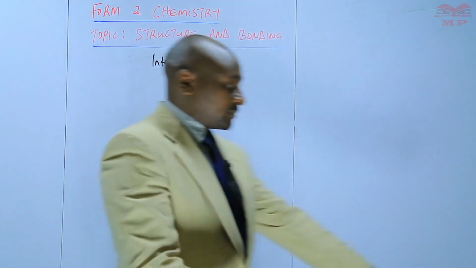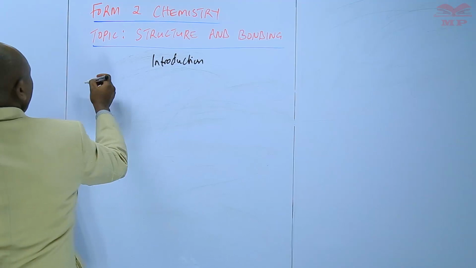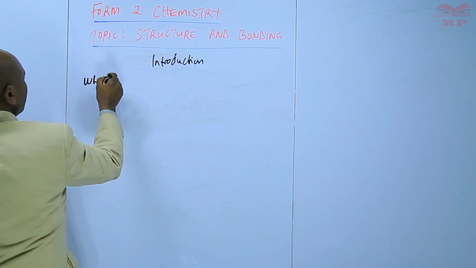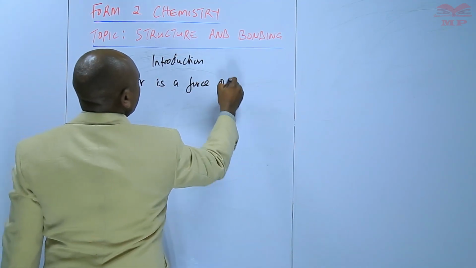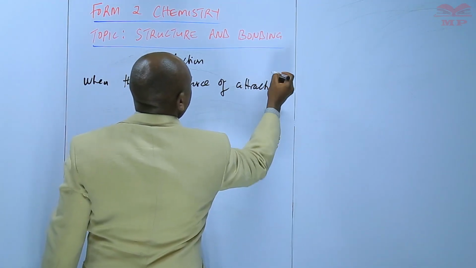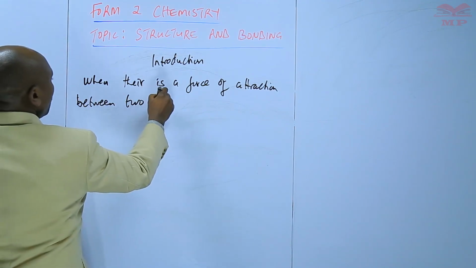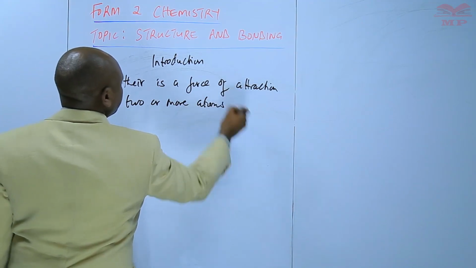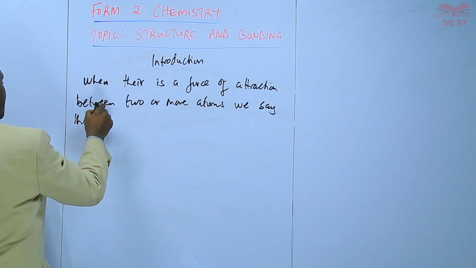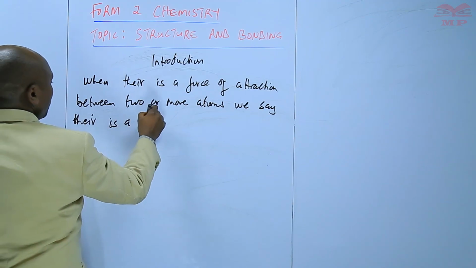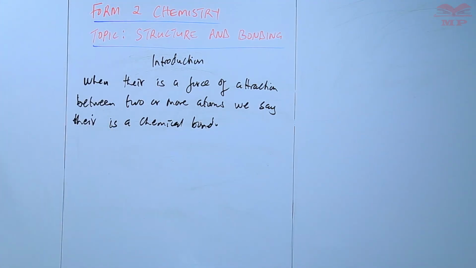So basically we can explain something here. That when there is a force of attraction between 2 or more atoms, we say that there is a chemical bond. There is a chemical bond between them.